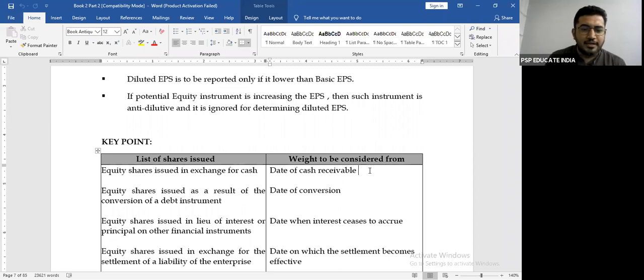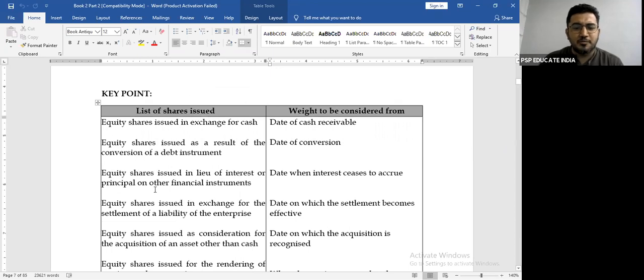Point 2. Equity shares issued as a result of conversion of a debt instrument. So you will take this from the date when it gets converted. From the date of conversion, you will start calculating the time weight. Third, equity shares that are issued in place of interest or principal on other financial instruments. So you will take the date when the interest ceases to accrue.